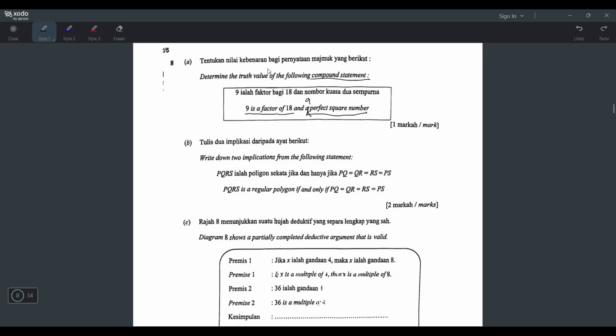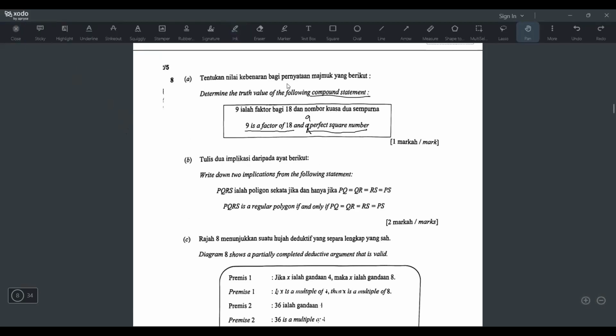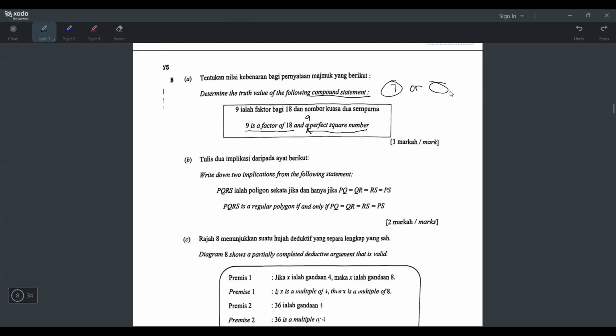So if the middle word here is "and", then it has to be both true, then only it can be true at the end. Because if there's "and" in the middle, it has to be both true. Because if it's "and" here, one of them false, then the whole thing becomes false already. That's if it's "and". But if they use the word "or" to combine the statements, you just need one of them to be true, then the whole thing becomes true already. Because if "or" means like one of them true, then okay. But if both false, then false. So if one of them is true, then the whole thing is true already.